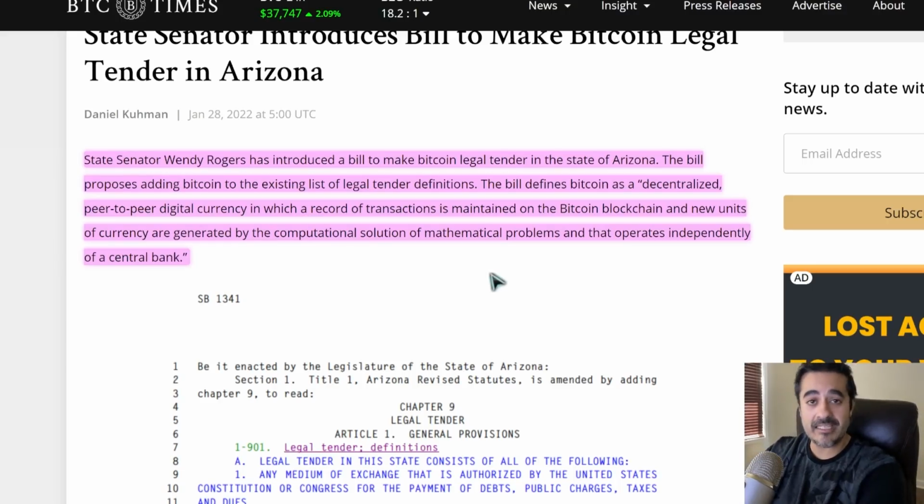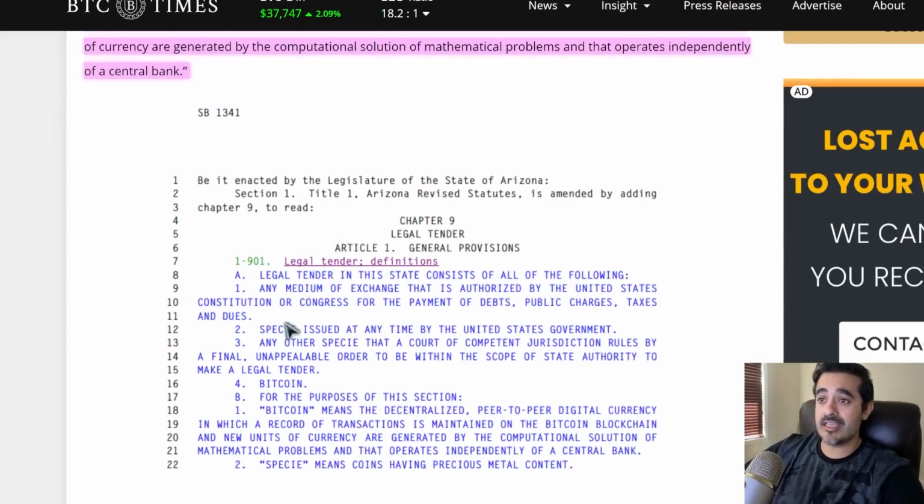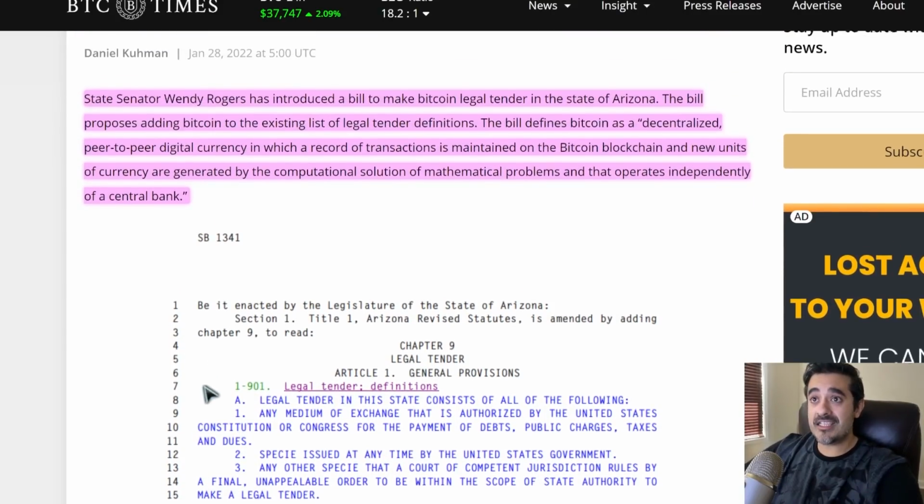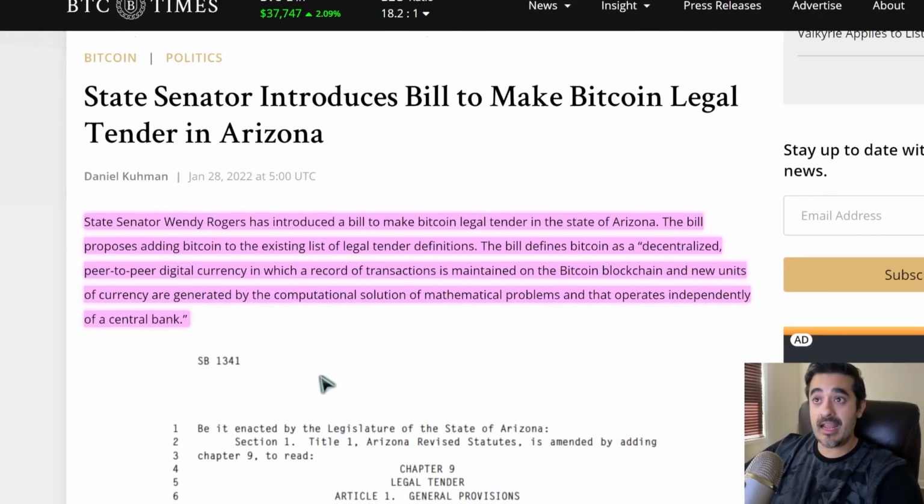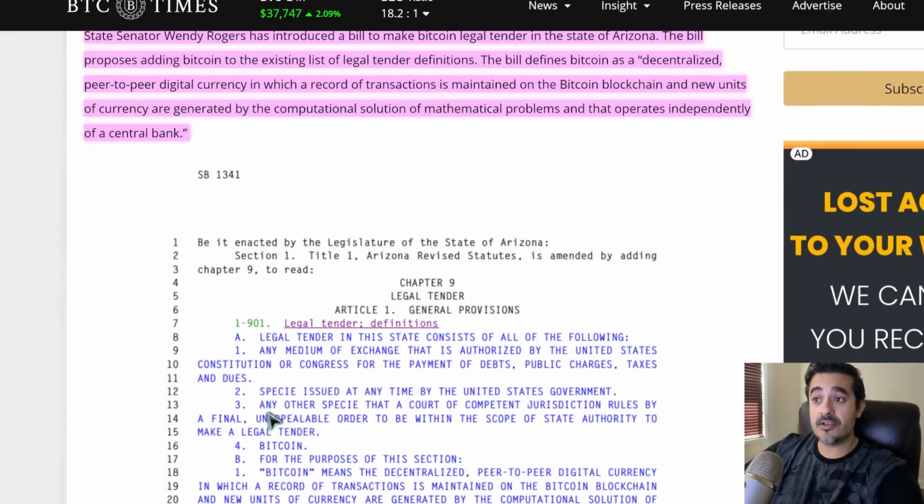So that's basically a description of Bitcoin, but this is really the key thing. There's been a bill now submitted by a state senator in Arizona to make Bitcoin legal tender. This is pretty big because I think you're going to see this happen in a lot of states. And here's why. You have over 40 million people, maybe more than that, in the United States with Bitcoin wallets because there's a lot of wallets on exchanges.